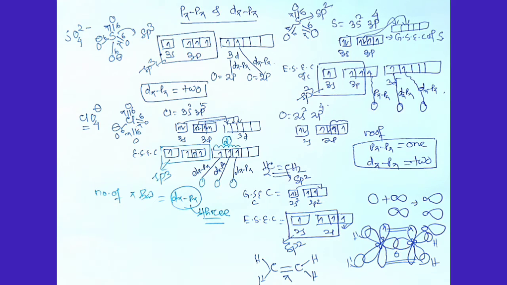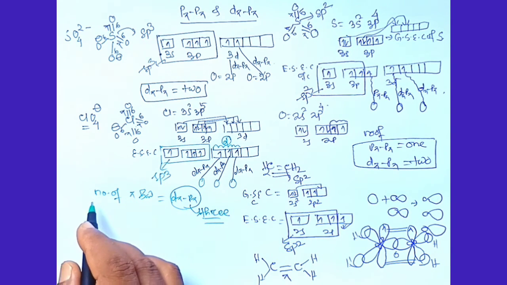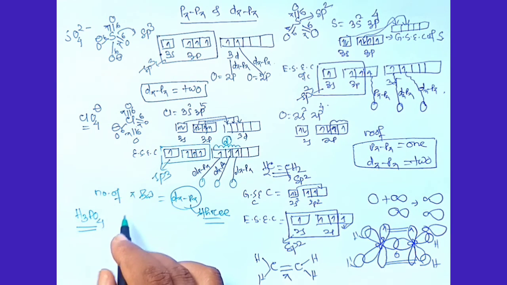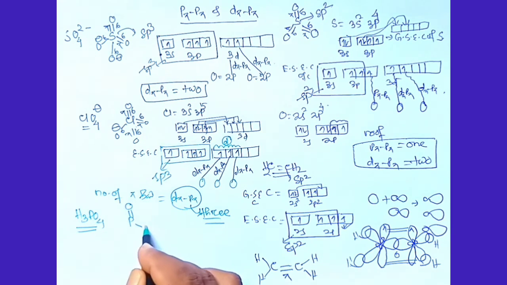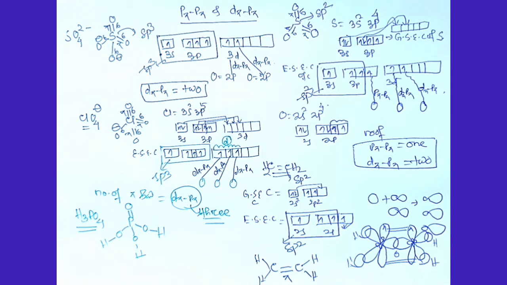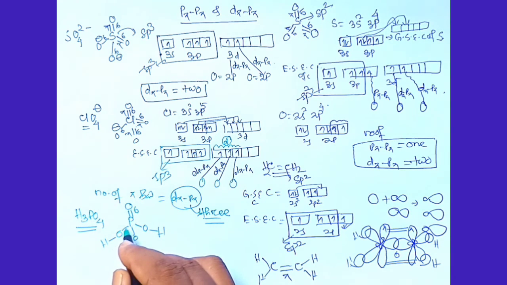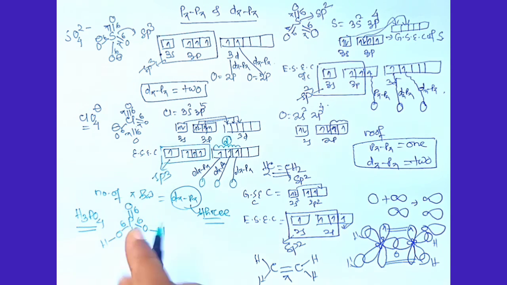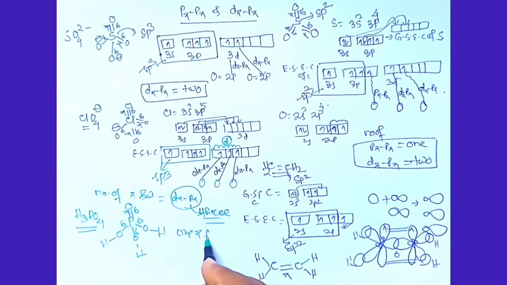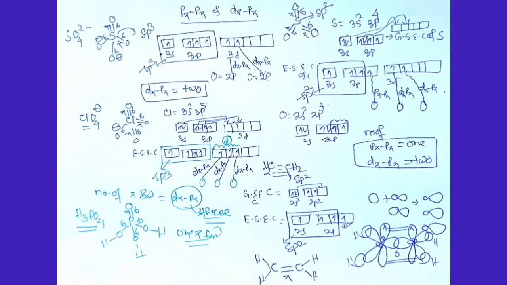For instance, we will discuss H3PO4, orthophosphoric acid. How do we draw the structure? This is the structure of H3PO4. Now here there are 1 2 3 4 sigma bonds surrounding phosphorus, and only one pi bond. We have to mention the category of this pi bond.